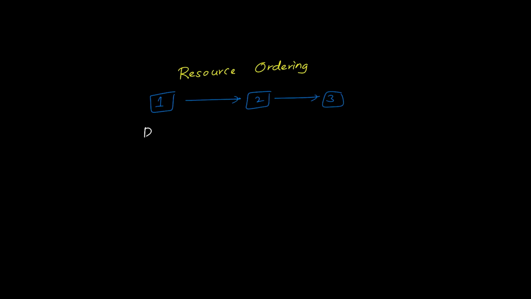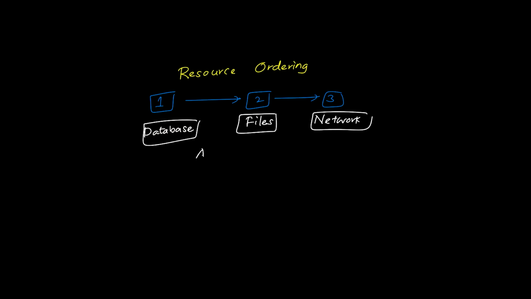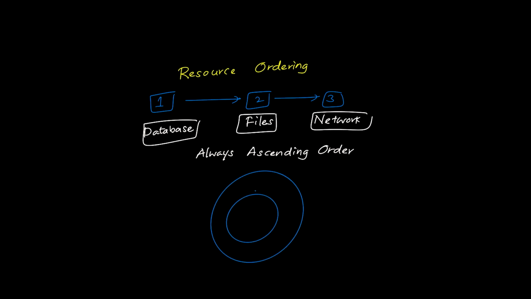Imagine all resources in your system are numbered. Database locks might be 1, file locks 2, network connections 3. The rule is simple but powerful. Every process must request resources in ascending numerical order. If you need resources 1 and 3, you must request 1 first, then 3. You can never request 3, then go back for 1. This makes circular dependencies impossible because there's no way for a cycle to form when everyone follows the same direction. It's like making all traffic flow one way on a circular road. No head-on collisions possible.